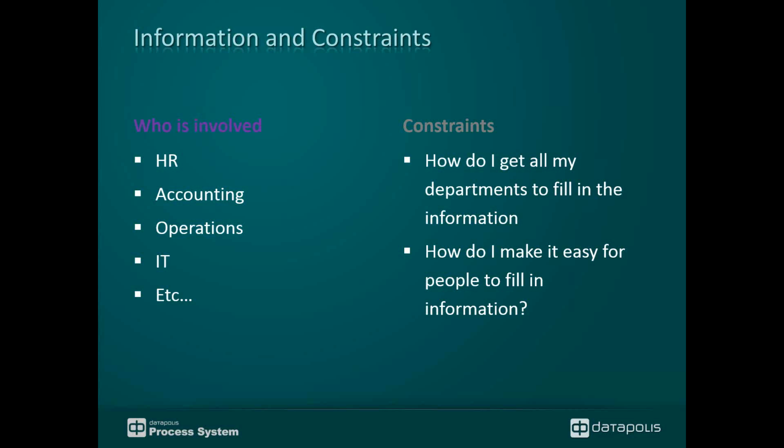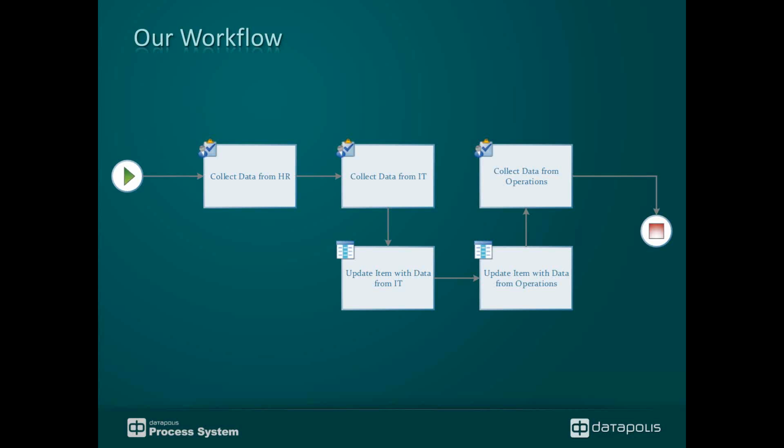So what we want to do in our workflow is something like this. First of all, we collect the data from HR because HR are the ones who will launch the process. So they're going to put the start date, the end date, the manager, the title, and all that stuff. And then it's going to go to the IT people. We're going to ask the IT people to give us information on the username and password, on the email and stuff like that. And then once they give us this information, we're going to update the item. The item we created at the beginning, we're going to update it using the workflow. And then we're going to collect the data from operations and update the item as well.